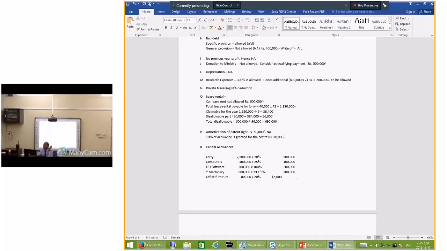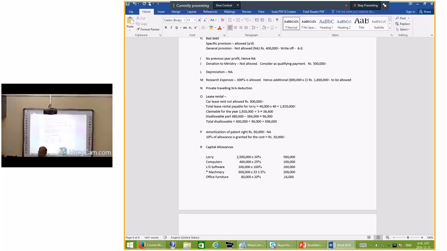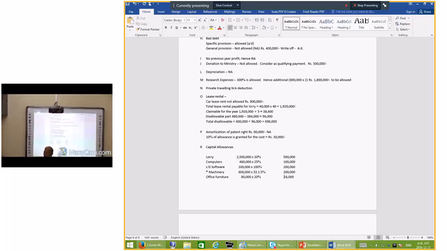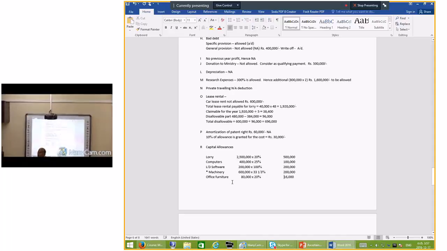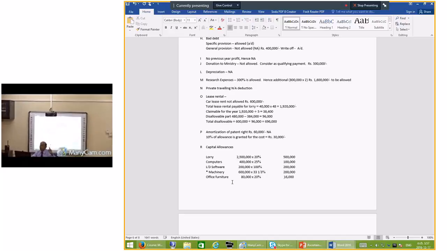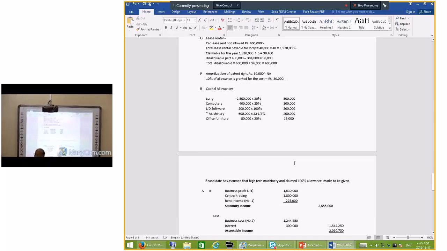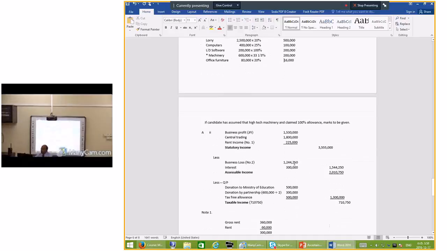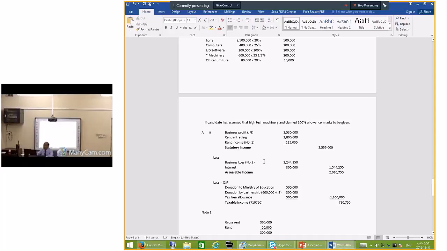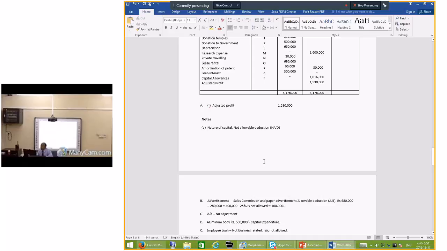If information is given saying that assets were purchased during past years, then we have to allow capital allowance for that as well. Say if the information says that during the last year 5 million worth of lorry had also been purchased and used in the business, then that 5 million is also entitled to capital allowance. Then you have again capital allowance to be allowed. Now the adjusted profit.